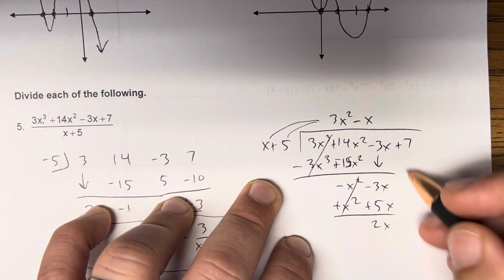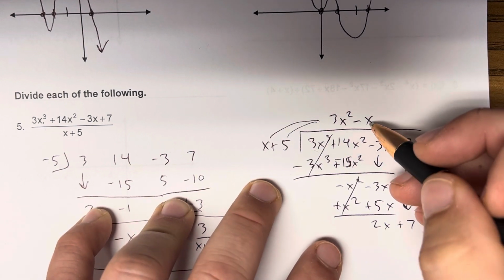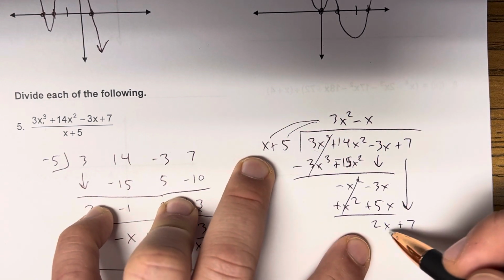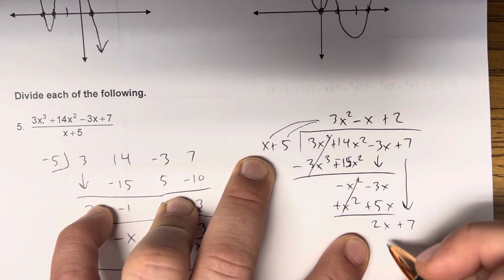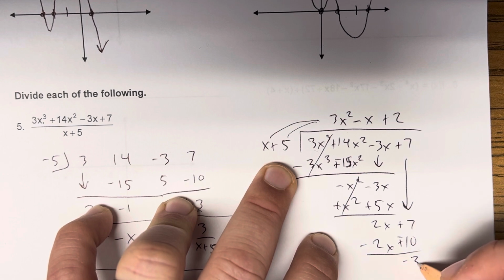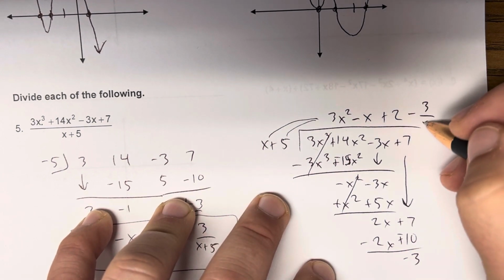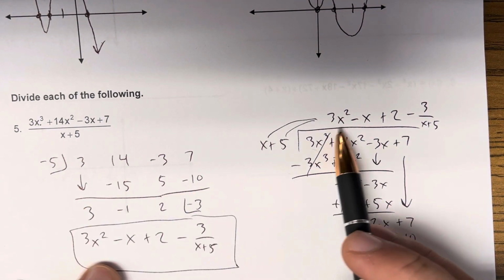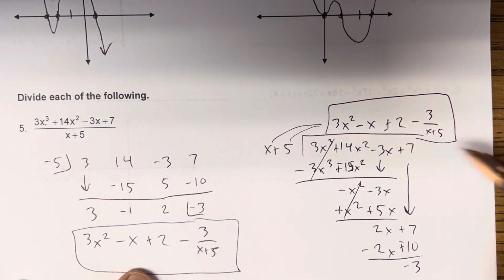That becomes 2x. I'll bring down the +7. To make x match 2x, we're going to multiply by 2. So that's 2x plus 10, and we're subtracting, so we'll change the signs. -3 is my remainder, -3 over x plus 5, and we've got the same answer either way we do it. So I'm pretty certain we got the right answer.